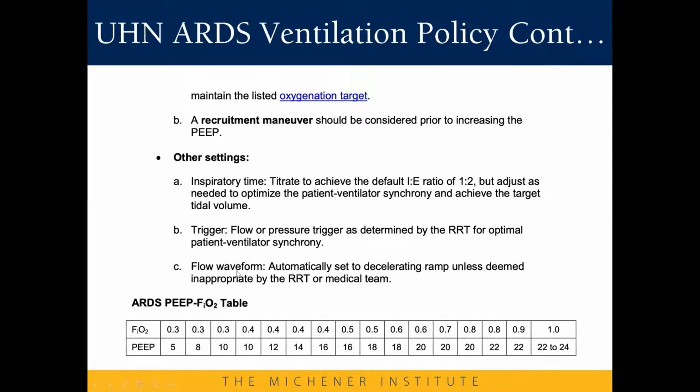And flow waveform, it should automatically be set to a decelerating ramp. We are in pressure control, so that is usually what it is set to. But if we are deviating from pressure control, say to a volume control breath, they would like you to use a decelerating ramp rather than a square waveform.